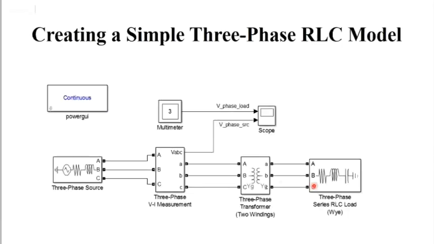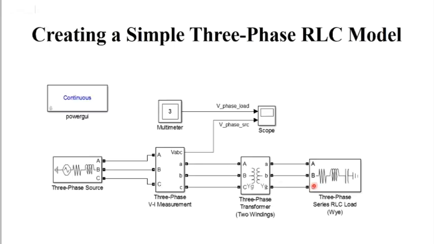So this is a simple three-phase RLC model, and this is the objective, in which we are connecting a three-phase source with a three-phase RLC load. And along with all of this, we are connecting a two-winding three-phase transformer. This is the circuit we are going to create.